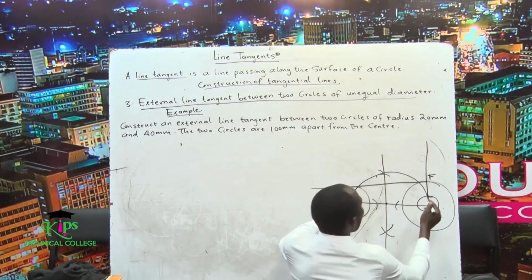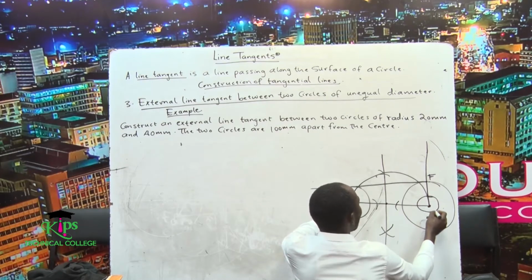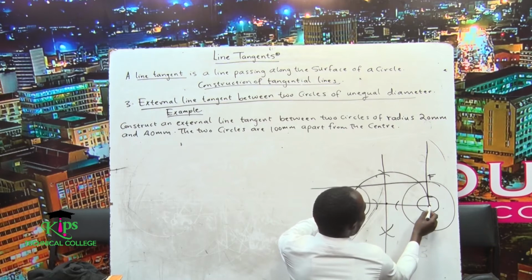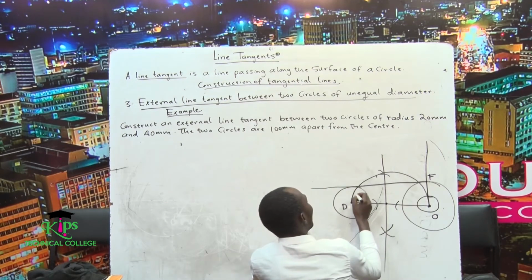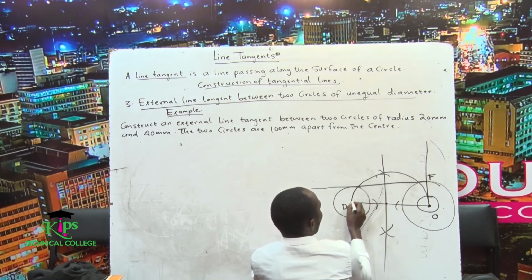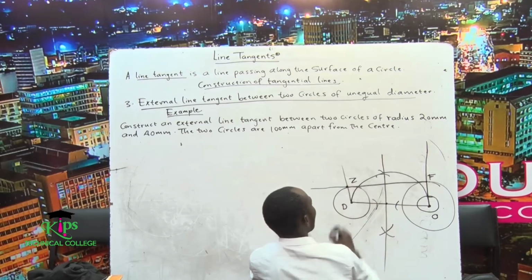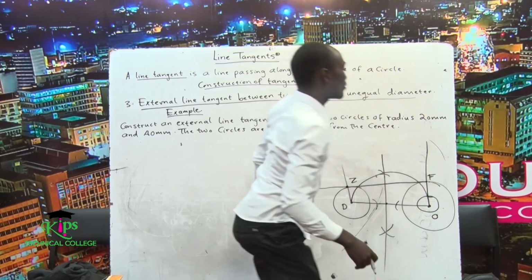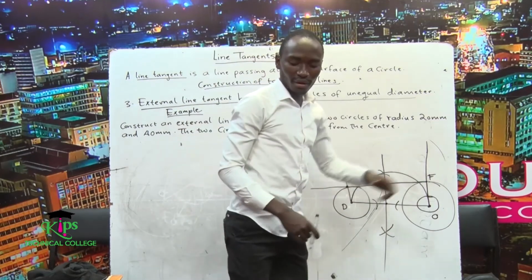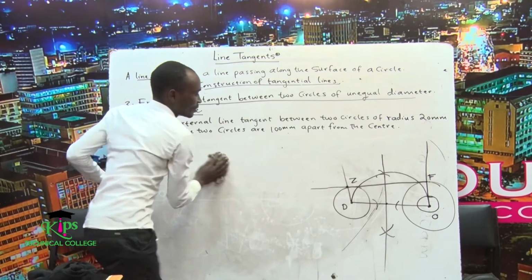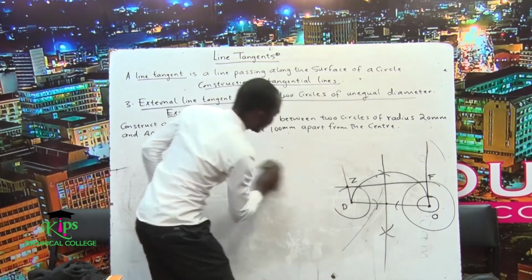Then from there, you will ensure that this line, which is OF, from the center of this circle, should be parallel with this line that you will come to draw here. So it should be parallel like that. Let me assume this is my point Z. That is how you get to construct this tangential line. So let's get to construct here, so you get to see clearly now.